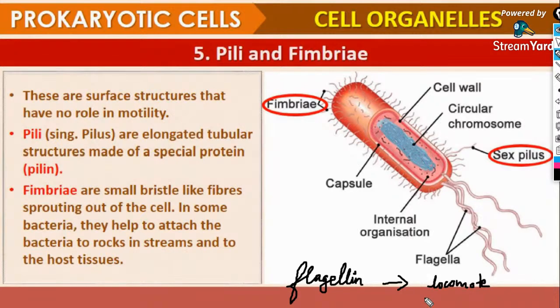So that's about pili and fimbriae. We have learned about two proteins: the protein present in flagella, flagellin, and the protein present in pili, pilin. The function of pili is as a sex attractant. The function of flagella is to help in locomotion. The function of fimbriae is to help in anchorage, to attach to rocks or to the substratum. Substratum means the host body or any other body.